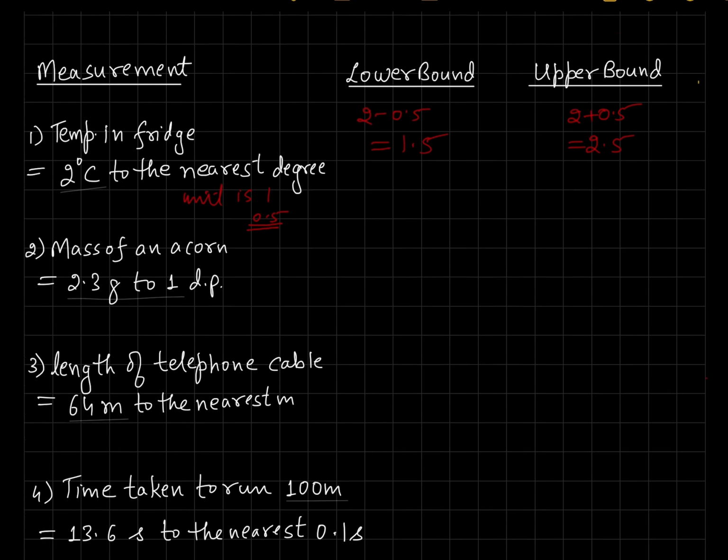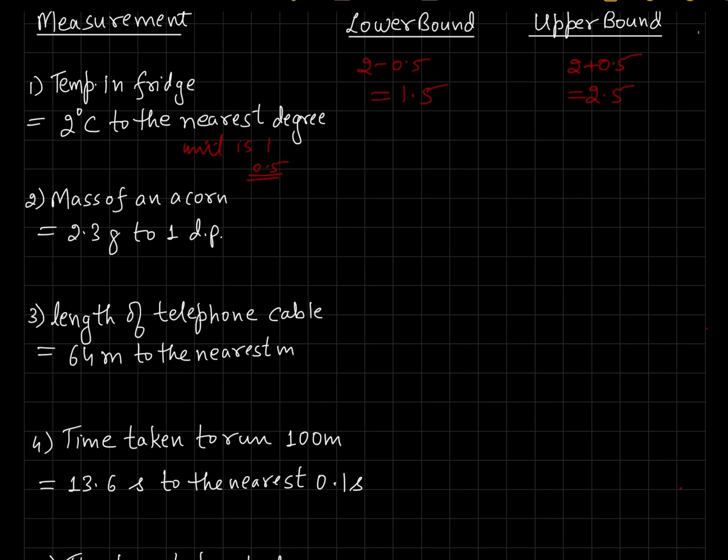Got it? Next is: the mass of an acorn is equal to 2.3 grams, correct up to 1 decimal point. Now this is correct up to 1 decimal point, so the unit here is 0.1. One decimal point means 0.1. And half of 0.1 is 0.05. So my lower bound of 2.3 grams correct to 1 decimal point would be 2.3 minus 0.05, which is what?